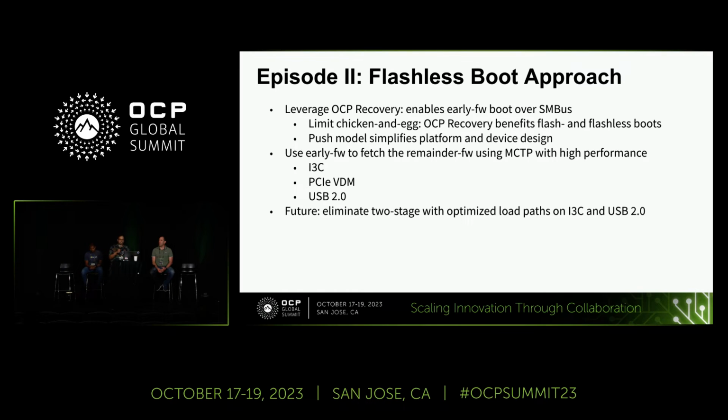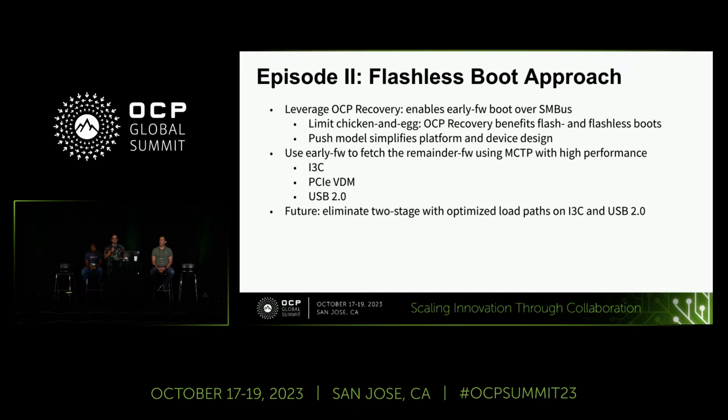Now, the disadvantage is that the protocol is built over SMBus, it has a fixed sequence, and that's going to be pretty slow. You probably don't want to push the entire firmware over that interface. So instead, we're proposing a two-stage approach. You use the OCP recovery SMBus interface to push the early firmware, and that early firmware then implements an MCTP and MCTP-based flashless boot protocol to fetch the remainder of the firmware.